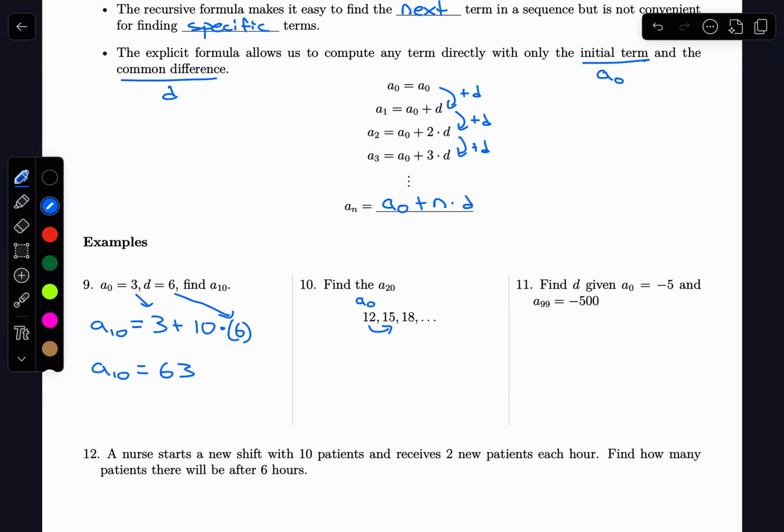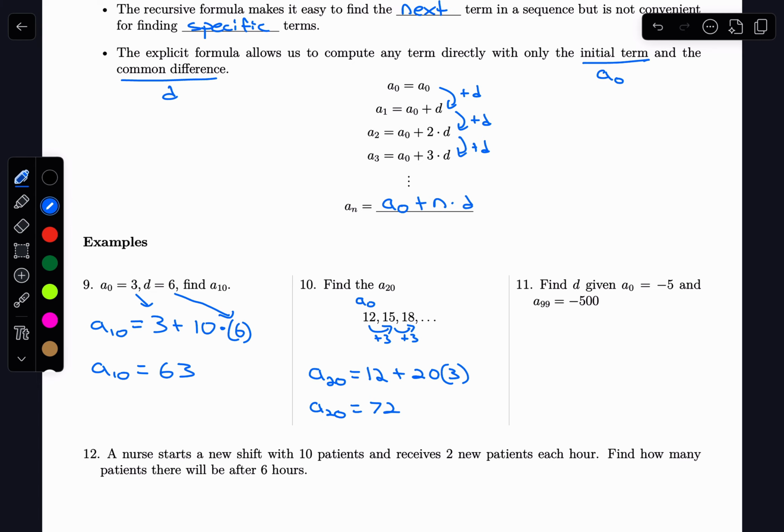In order to go from 12 to 15, I'm just adding 3 each time. And then we can double check 15 to 18, adding 3 each time again. So we have everything we need here to say that A sub 20 is equal to 12, which was our initial term, plus our common difference times 20, because we're looking for term 20. So A sub 20 tells me to put a 20 here and multiply it by that 3. Now, if we just simplify, A sub 20 is equal to 12 plus 60, so that is 72.